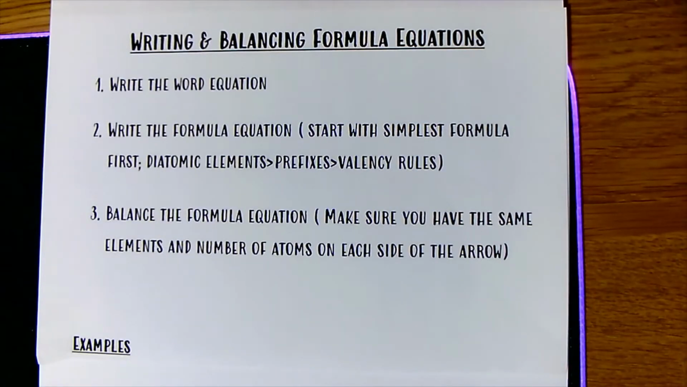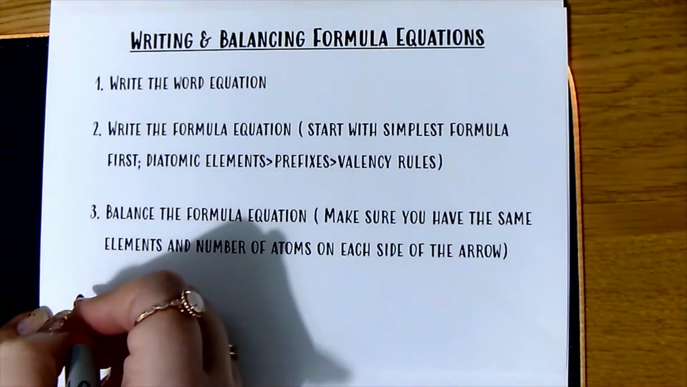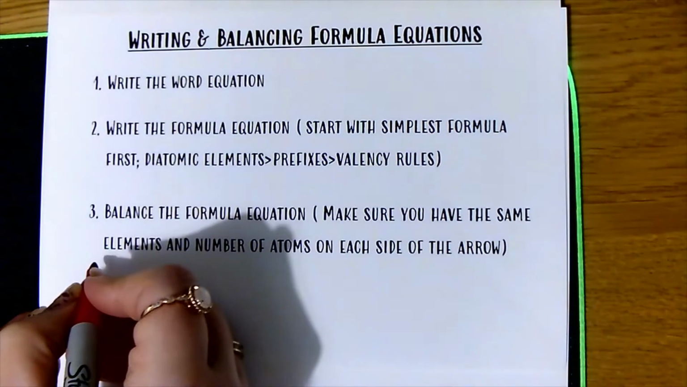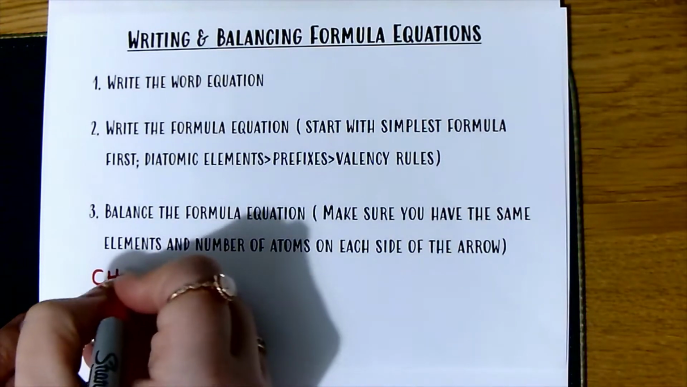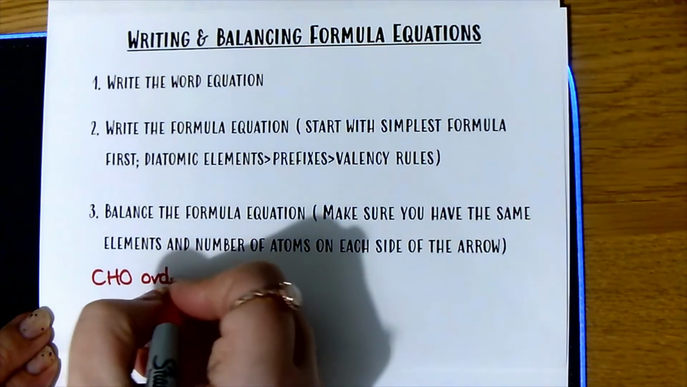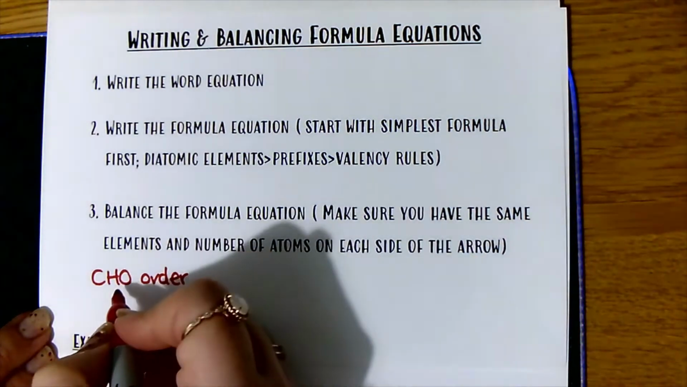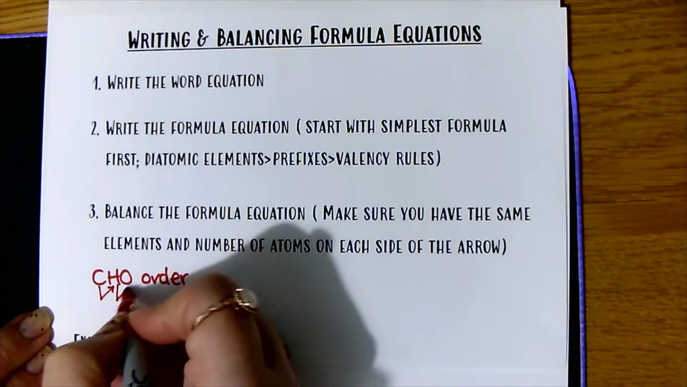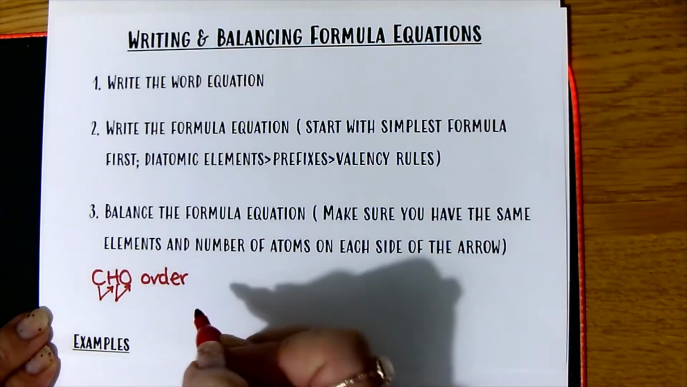The first is if you have the atoms carbon, hydrogen and oxygen in your formula equation, you go in CHO order when you balance. So you balance carbon first and then you move on to hydrogen, hydrogen first and then you move on to oxygen, and so on and so forth.